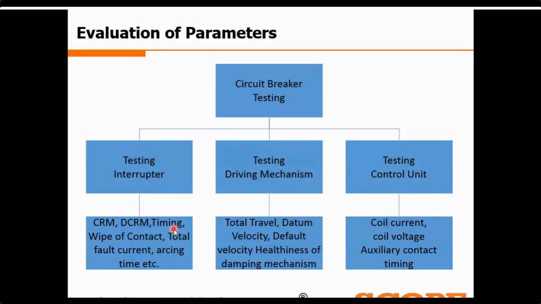Additionally, with the help of the DCRM graph you can understand the wipe of contact, the fault current, and the arcing time. While testing the driving mechanism, you can understand the total travel, the velocity, and the healthiness of the damping mechanism. Additionally, you can also test the control units, and the control unit parameters are the coil currents, that is the trip coil and the close coil currents, the coil voltages, along with the auxiliary contact timing.